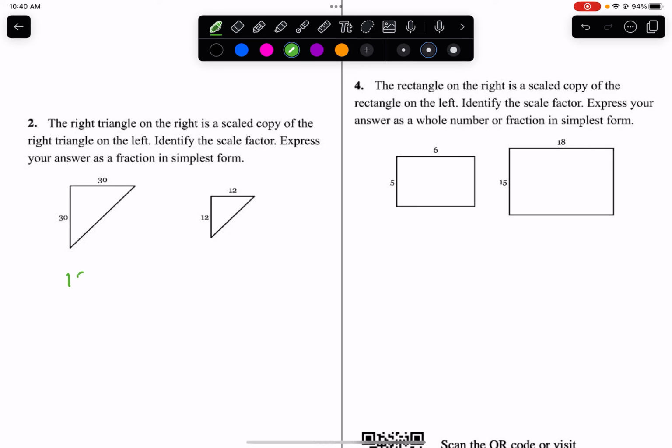Again, new over original. This is the new, this is the original. And again, we're going to simplify. We divide both by 6, we get 2 over 5. Again, less than 1, so this is a reduction.